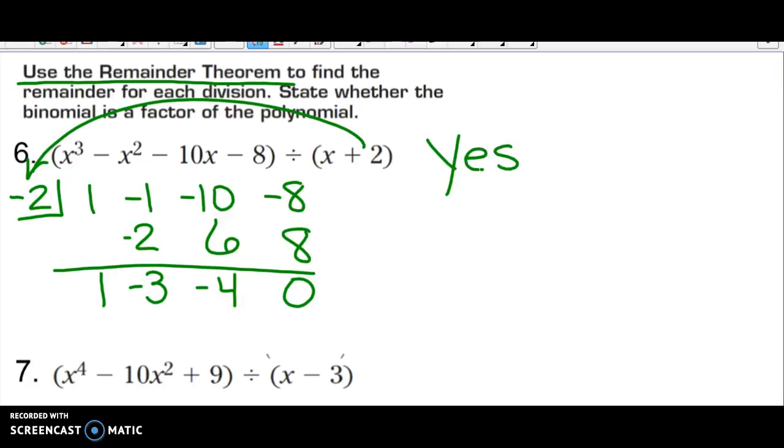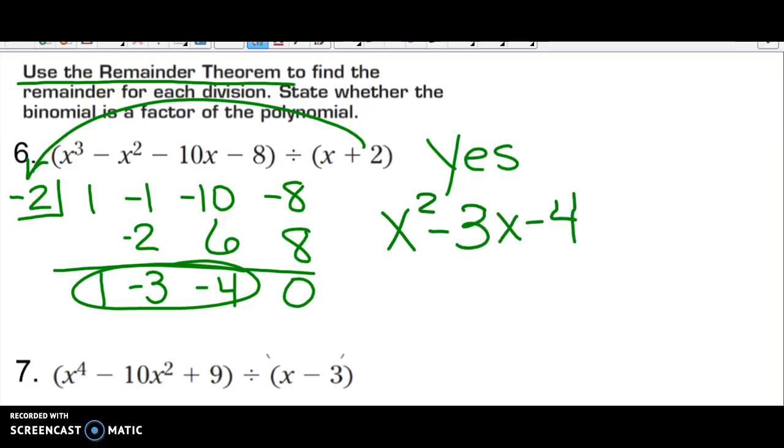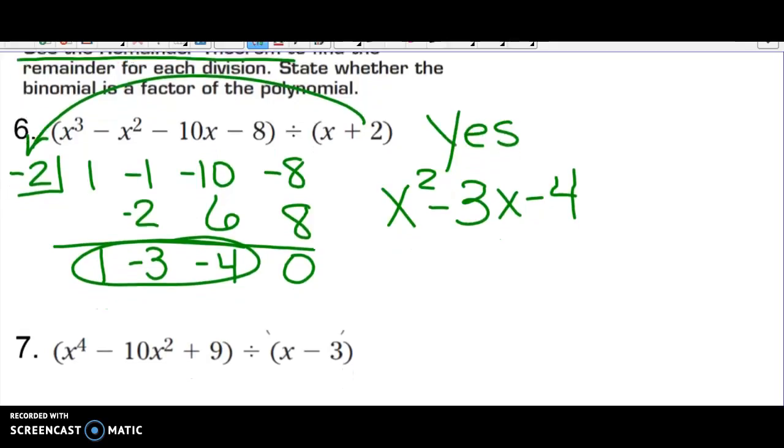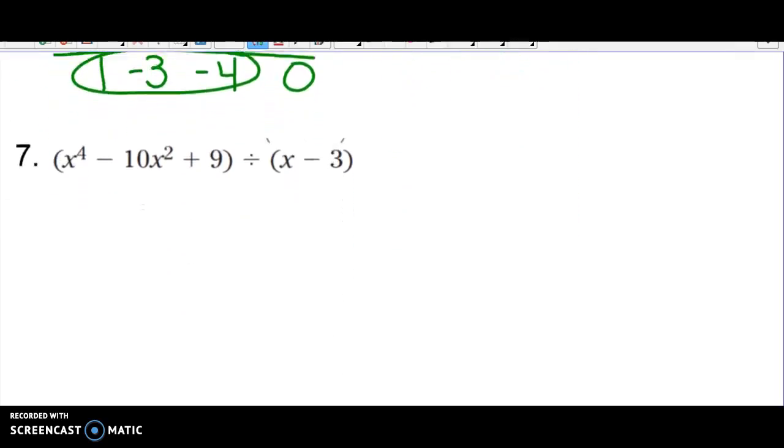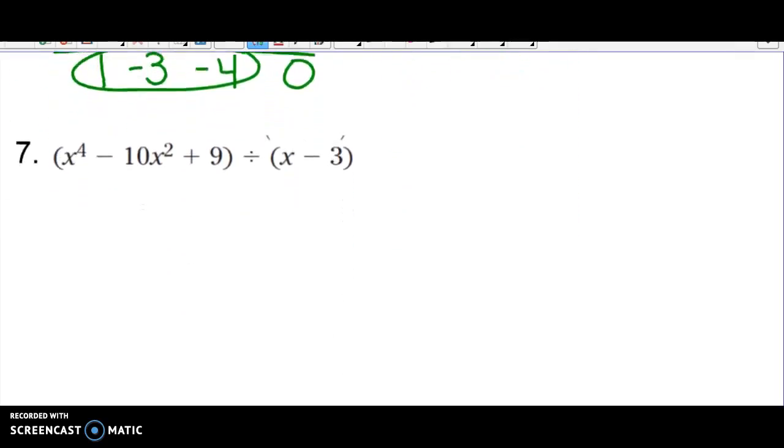All right, you could go and finish factoring this out, because this turns into x squared minus 3x minus 4. Go ahead and practice factoring that, because you will have to do that later on in the worksheet or the review. All right, let's go ahead and try this next one.